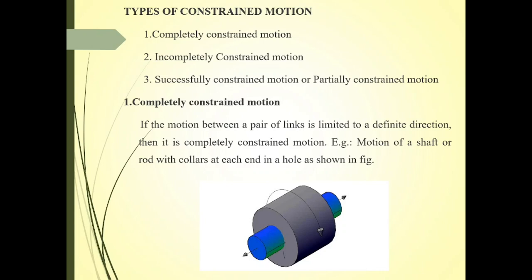In this picture given, one element is the inside roller, the cylindrical shape. The other one is the outer cylindrical shape. Here it only allows the inside circular element to move left and right, not rotating. So that is called completely constrained motion.